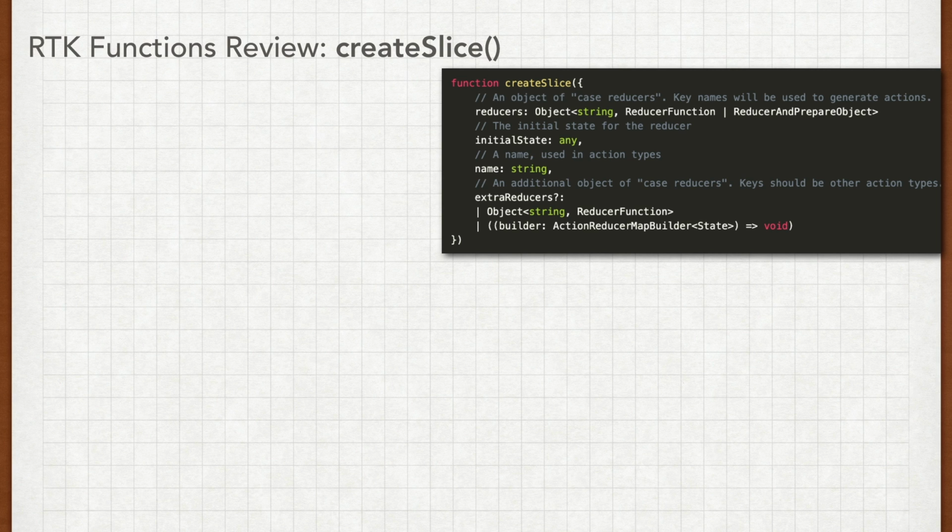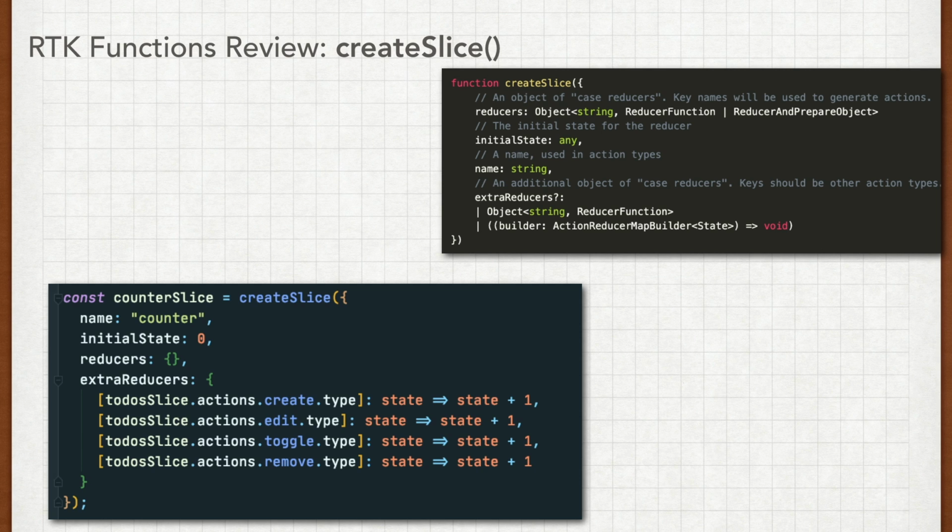Okay, so let's go back to our createSlice function. We took a pretty big detour about the reducers that it receives. So we took care of the name, the initial state, and the reducers. Now the last optional property that this createSlice function takes is the extraReducers. So if you remember, we actually did use this in our demo example, and here it is right here.